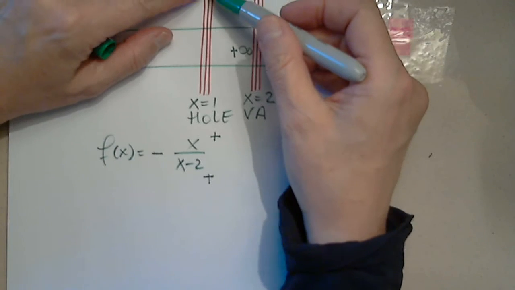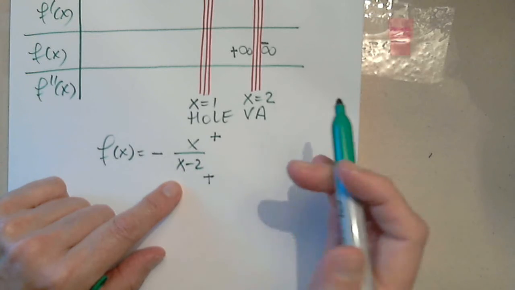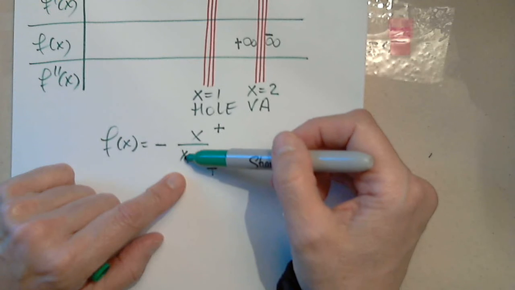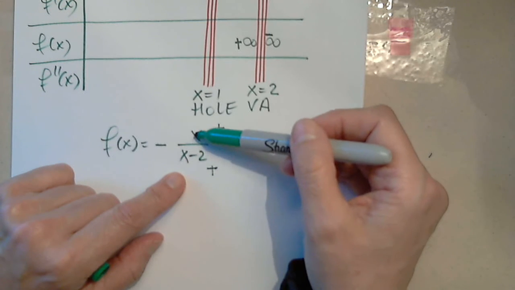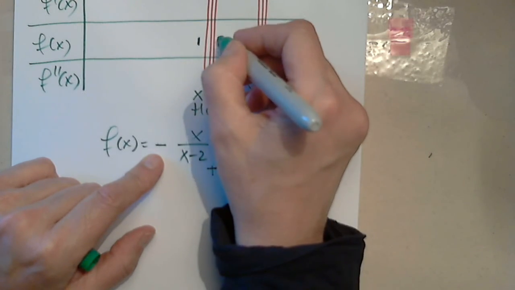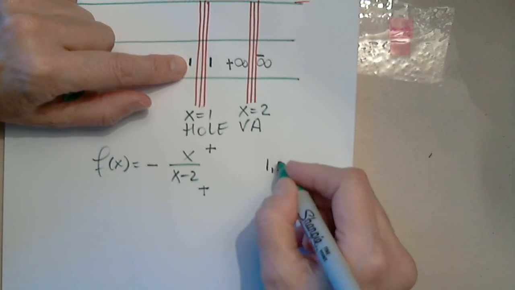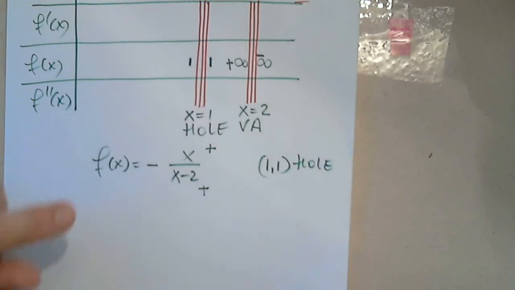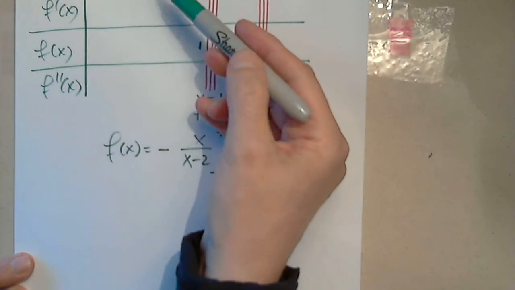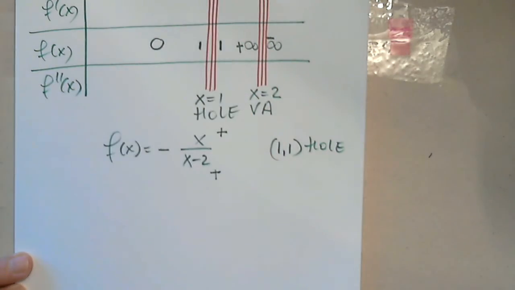Now, with 1, I have to plug in 1 in the simplified form. It's not going to be undefined, because I already removed the factor that creates it indeterminate, actually. 1 minus 2 is negative 1. 1 over negative 1, negative 1 minus 1, positive 1 on both sides. So then the hole will be 1 comma 1. 1 comma 1 must be a hole. I have to plug in 0. 0 over negative 2, that's 0.